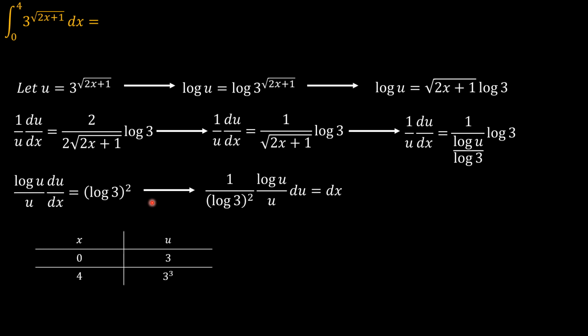And then the limits. When x is 0, that means it's 3 to the power of 2 times 0 plus 1, that is 3 to the power 1, so that is 3. And when x is 4, that is 3 to the power square root of 2 times 4, which is 8, plus 1 is 9, square root of 9 is 3, so 3 to the power 3.